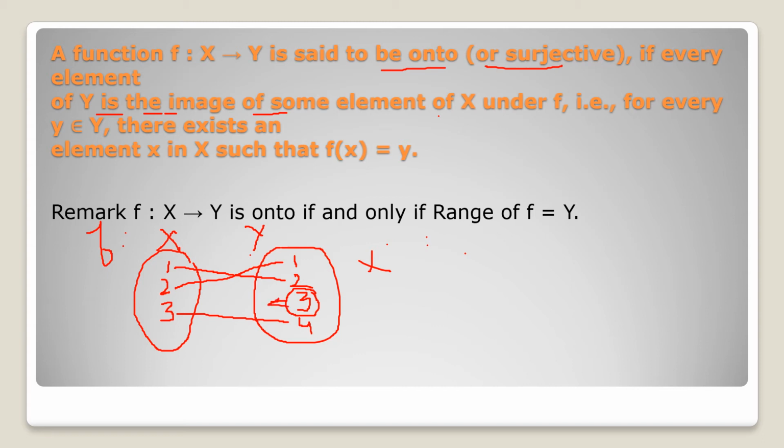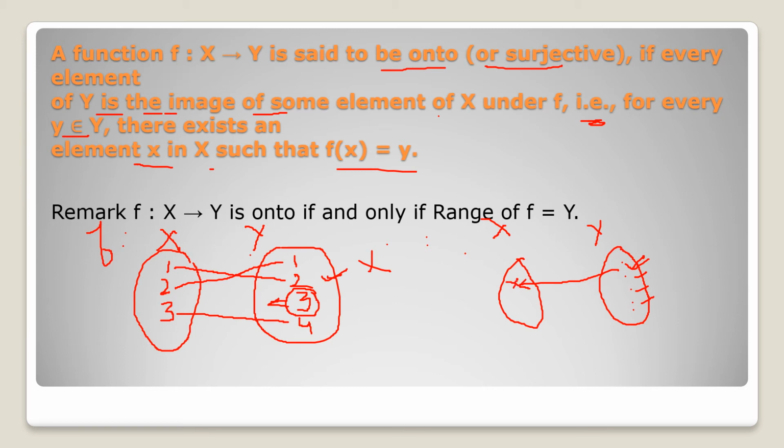So, for a function to be onto, each element in Y must have some pre-image in X. So, if we show it formally, what does it mean? For every y belongs to Y, this is X and this is Y. So for every element here, there exists an element x in X such that f of x is equal to y. So for every y there will be some x.